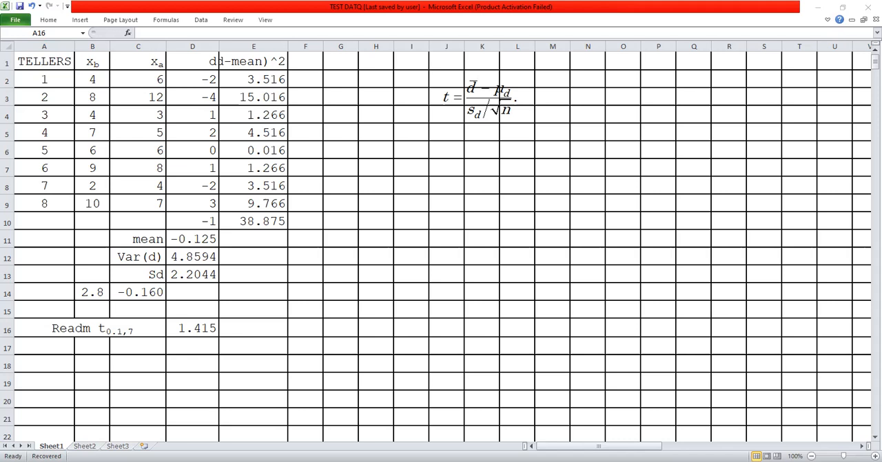But these tests are only used when the scales of measurement are either nominal, ordinal, or interval. And they have many applications. You probably want to test, there's a claim out there that the area of specialization of an MBA student affects their performance in, say, statistics.